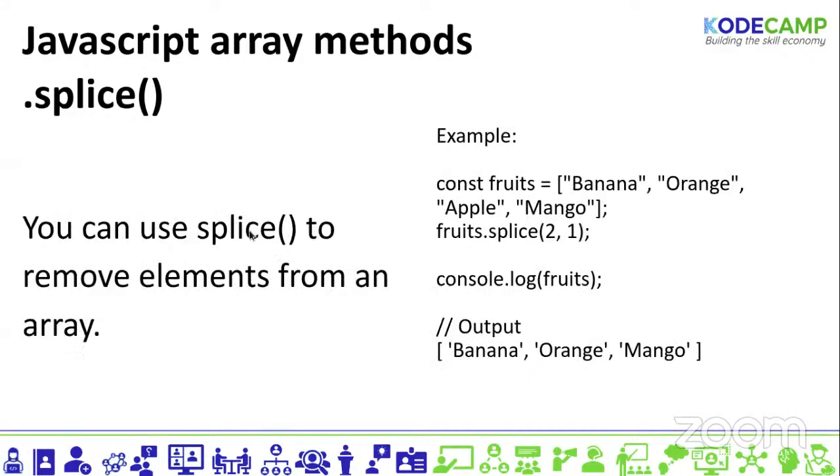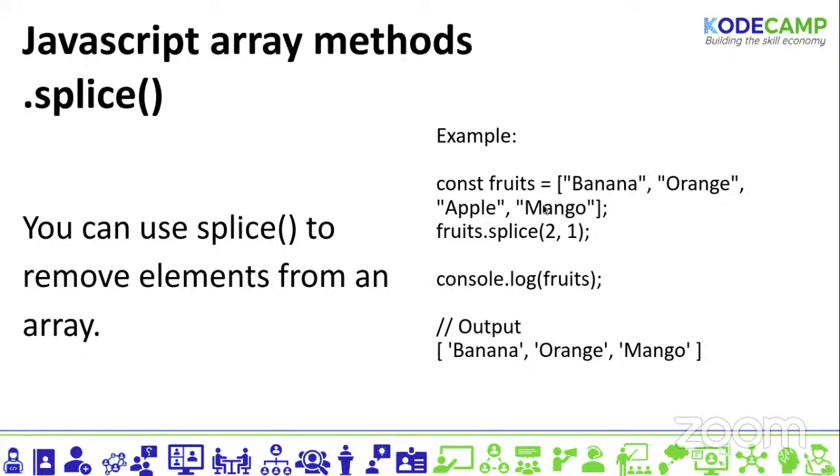Splice can also be used to remove elements from an array. So if I want to remove apple, for example, I say at the index of 2. This is index 0, this has an index of 1, apple has an index of 2, and I say remove only one element, which is apple itself. So it will remove apple, and if I try printing out fruits, I'll see banana, orange, and mango.